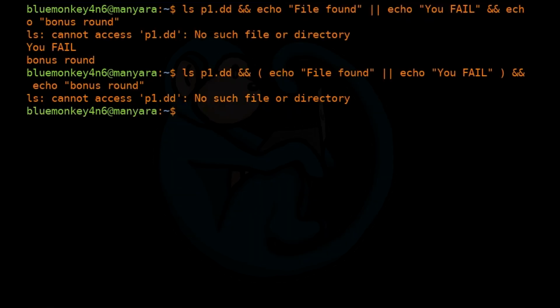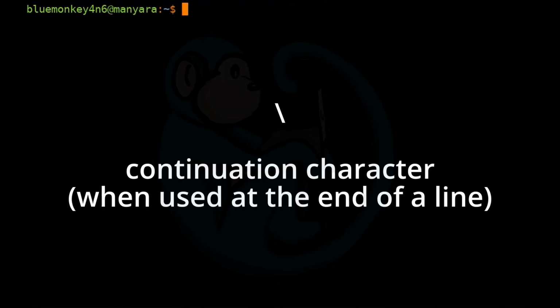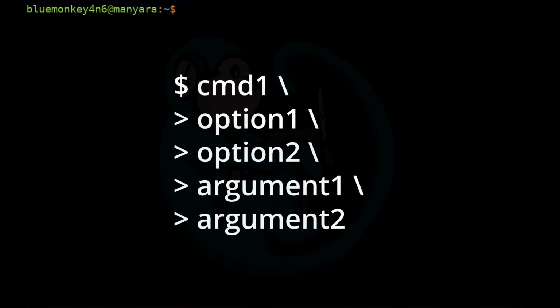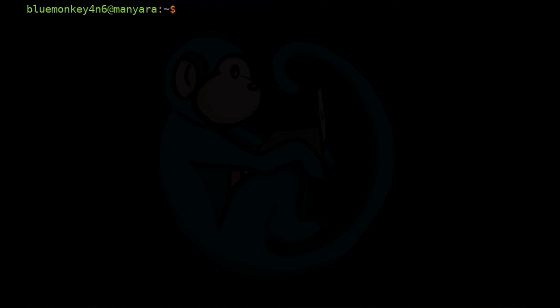The backslash symbol, when used at the end of a command line, is the continuation character. It basically allows the command to span multiple lines without being executed, even though you hit the return key. And basically, it's just to make things look pretty on the command line. So let's take a look at an example.